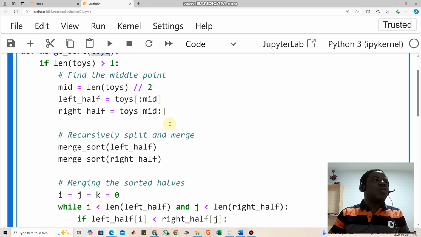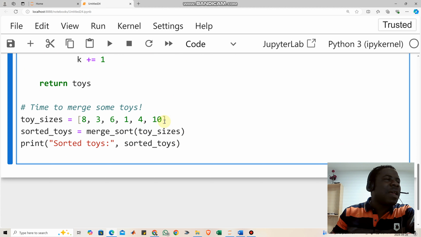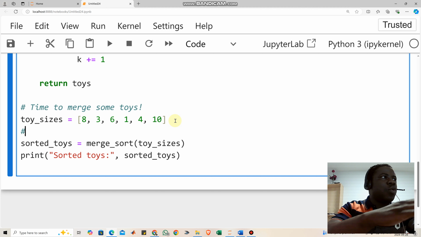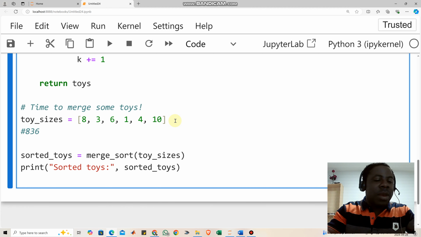Now, let's look at this example. Take for instance, this is my number array. If this is going to work, what is going to happen is that it's going to divide this into two. And the first one is going to be 8, 3, 6. Now, the second one is going to be 1, 4, 10. Let's introduce a comma to it.